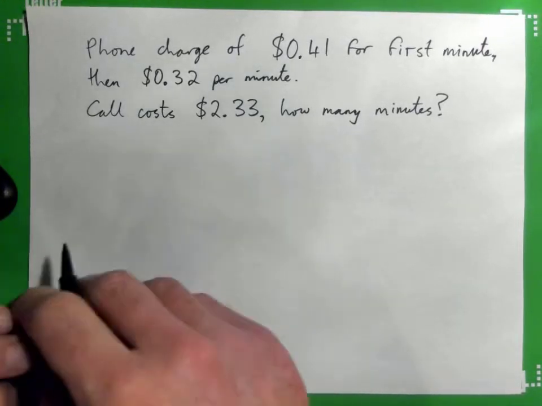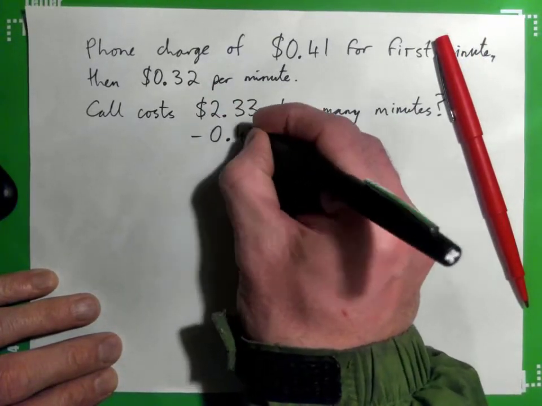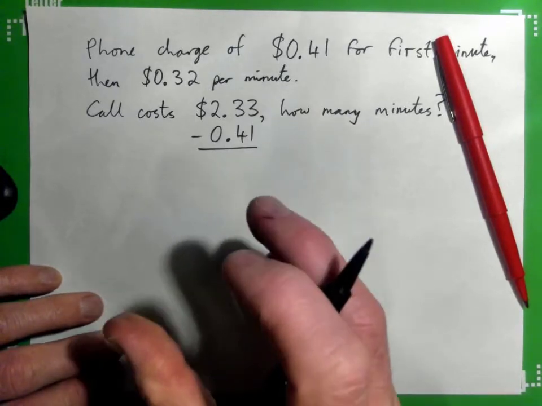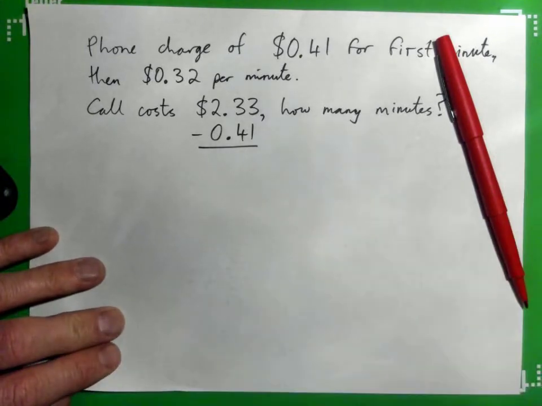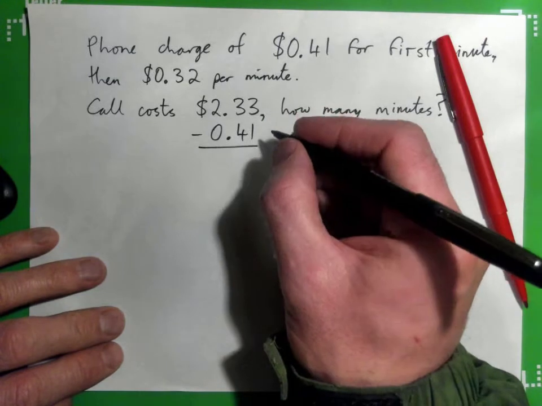I would do that. I would take that total cost and subtract the first minute and see what we get. Because that will tell us, okay, it was 41 cents on the first minute and then it was a bunch of money on the rest, right? So let's just subtract the first minute and see what we come up with.